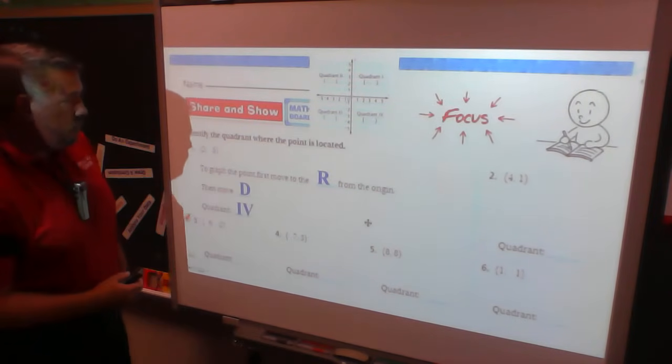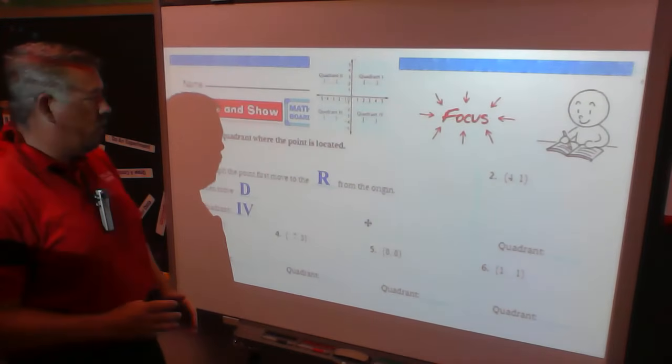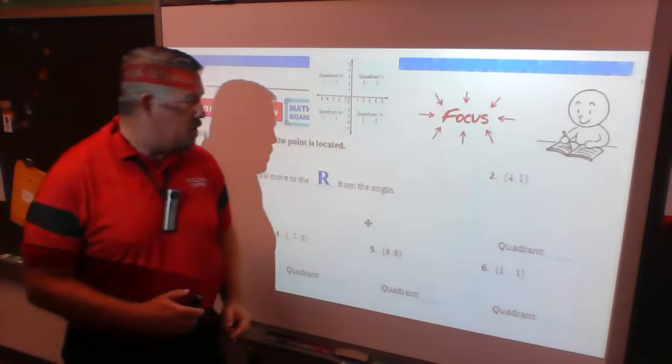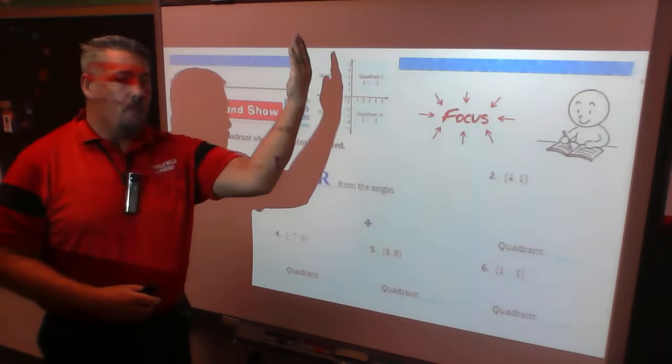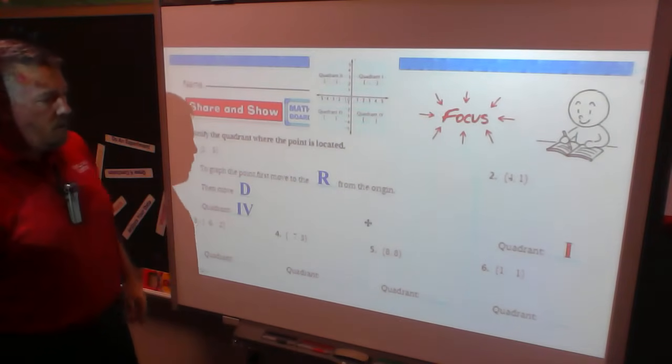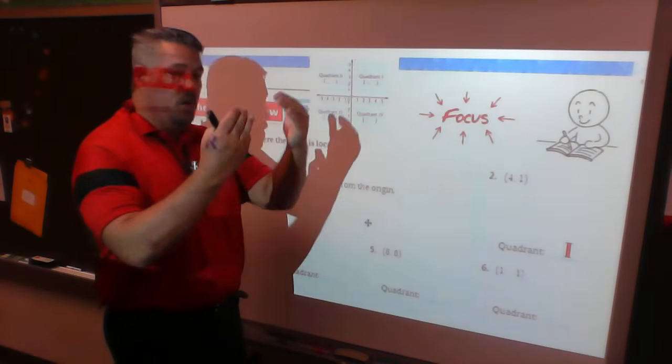When I go to question 2, we don't want to skip that one since it seems to be all alone. It is a positive positive. Well, if I'm going forward when I run and then going up because I'm jumping, that's going to take me to my quadrant 1. Quadrant 1 is always running forward, jumping up.